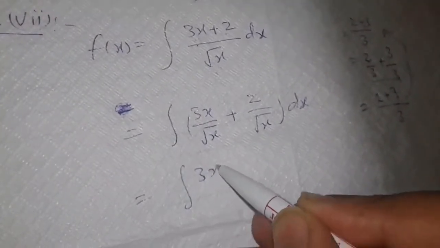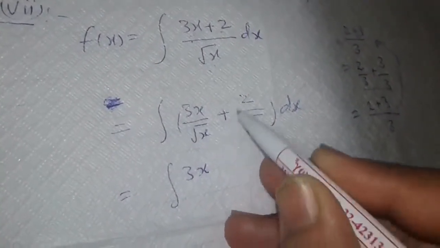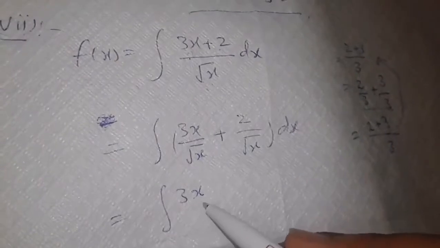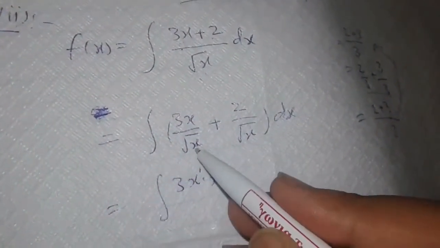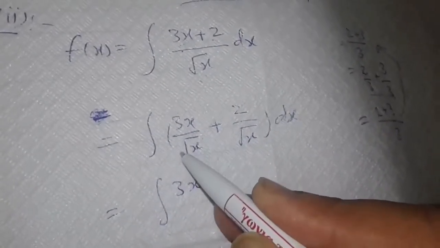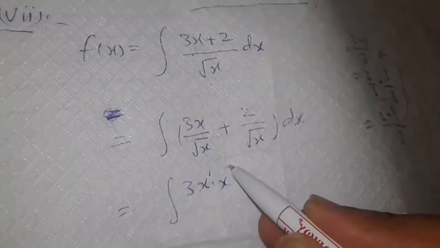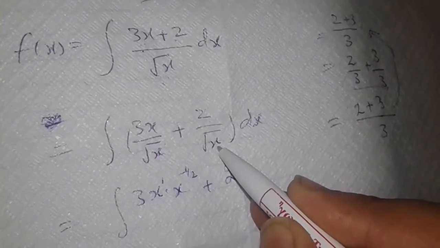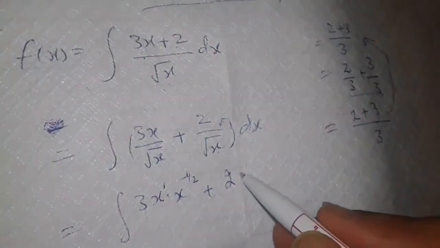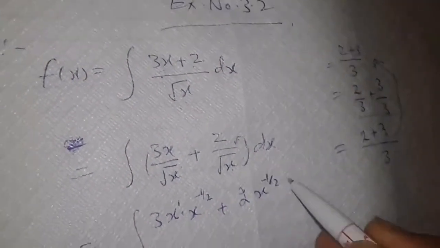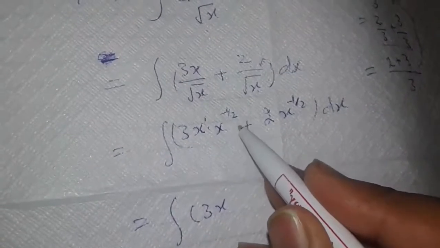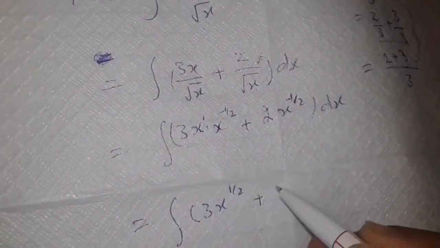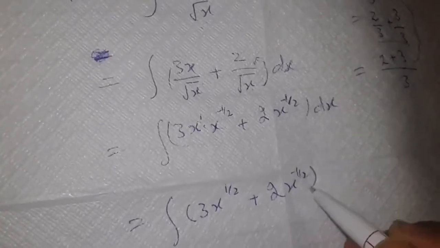So here 3x, where x has a power of 1, and this x has a power of 1 by 2 because of the square root. When we take it up to the numerator, we write 1 minus 1 by 2, plus 2 times x power minus 1 by 2, because the denominator has the square root of x. When we take it up here, it becomes x power minus 1 by 2, into dx. By solving these powers, 1 minus 1 by 2 becomes 1 by 2, so we have 3x power 1 by 2 plus 2x power minus 1 by 2, into dx.